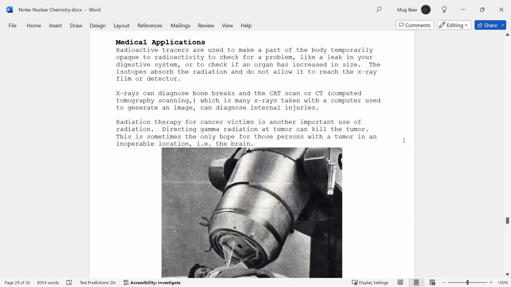Okay, so what kind of medical applications do we have? Well, you get cancer, there's a couple of ways to kill the cells. One is chemo, which is chemistry. And so, does anybody know the general idea of how chemo functions?